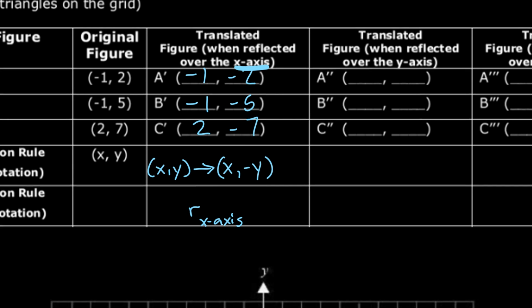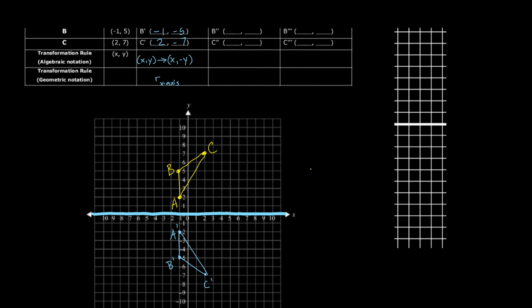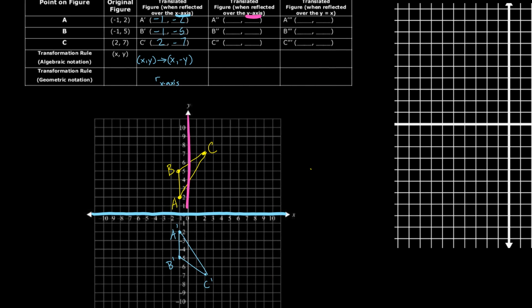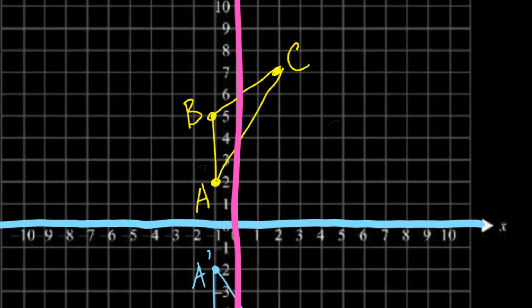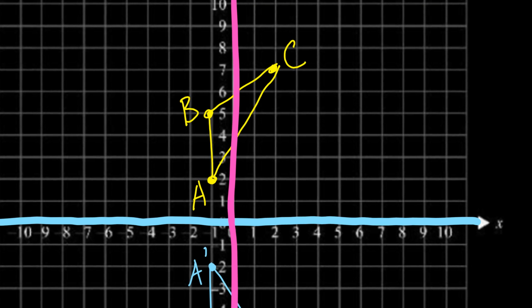So I'm going to choose a different color. I'm going to do pink, I guess. So now I'm going to highlight my y-axis. We do the exact same thing as we did before. We are reflecting the original image, so we're still reflecting this top yellow triangle I drew. We count how far each point is away from our line. So how far is A away? So we move 1 to the other side. And now this is a double prime.